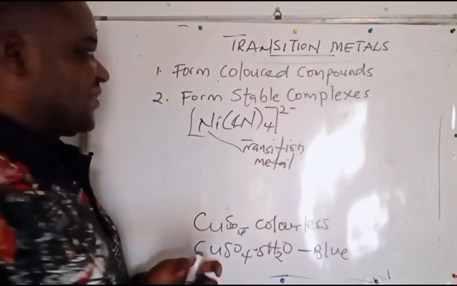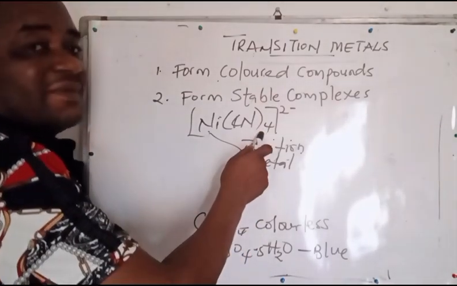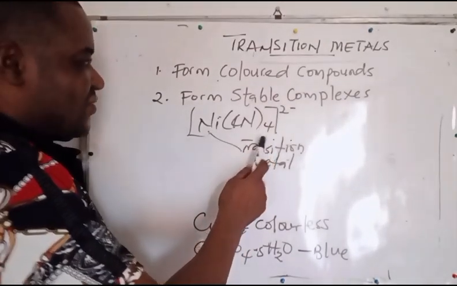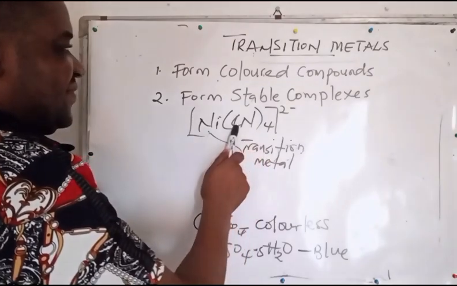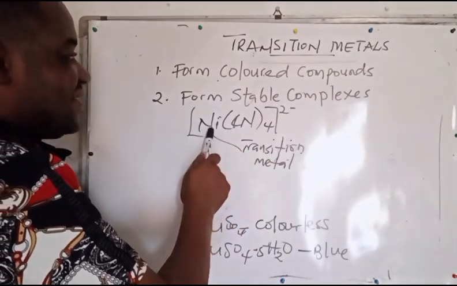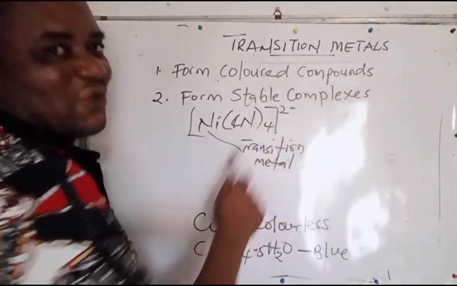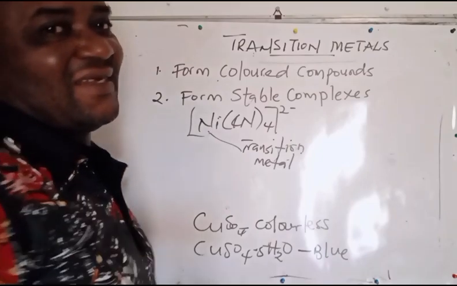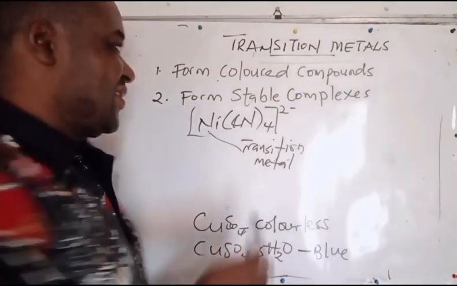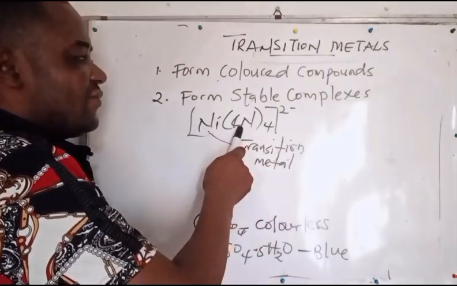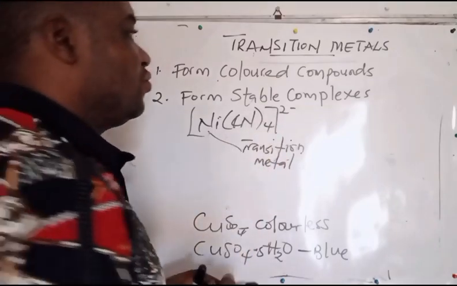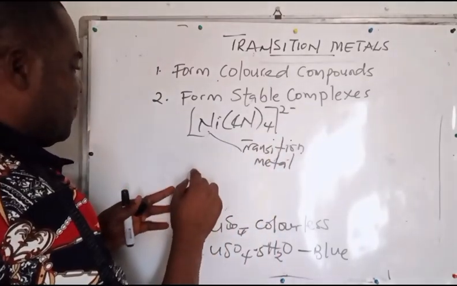And this compound can be named. Okay? So this is tetracyanonickelate(II) complex. That's how you name complexes. Do you know that we also have another complex?